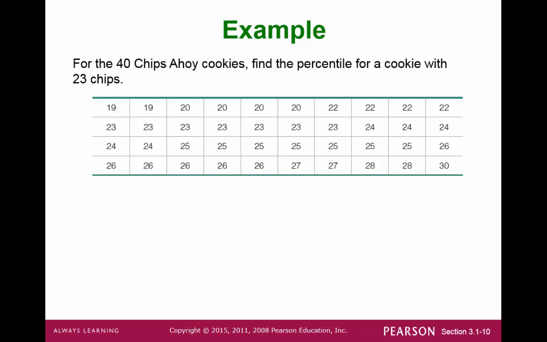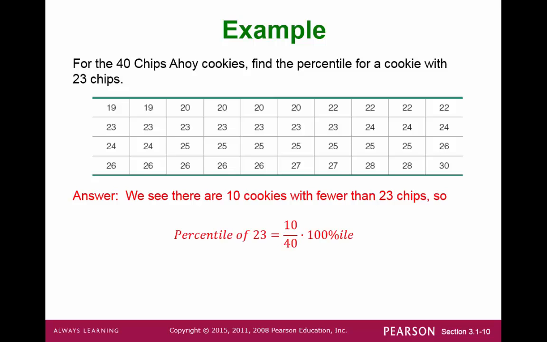For example, suppose we counted the chocolate chips for 40 cookies. If we look at the cookie with 23 chocolate chips, what is the percentile of this cookie? We see that there are several cookies with 23 chips. If we observe there are 10 cookies with less than 23 chips. Using the formula, we get 1/4 or 25th percentile.